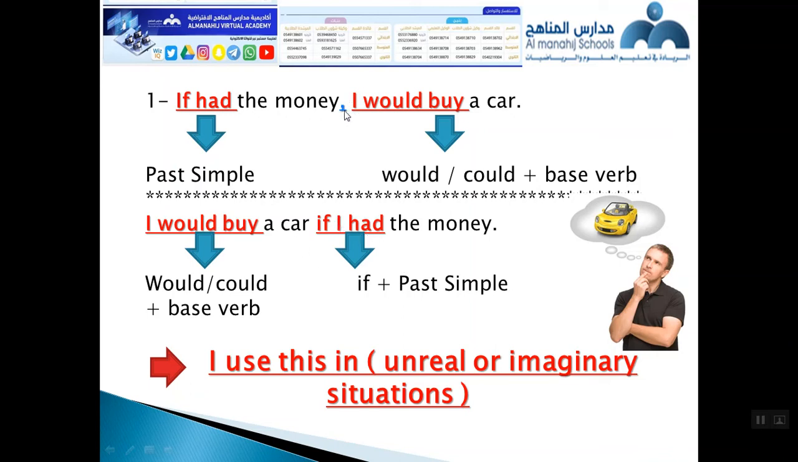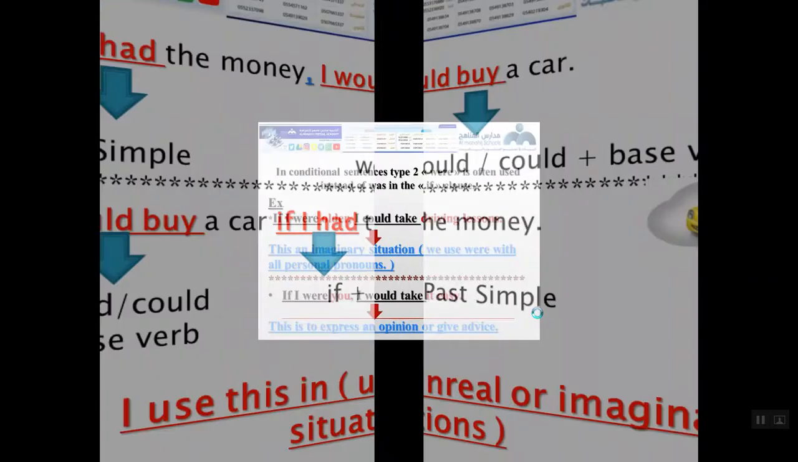Here I use the if clause. Look here. Here I used a comma. Don't forget that if we start with if clause, I use a comma. But if I used if in the middle and I started with the main clause, I don't use a comma here. Here I use this for unreal or imaginary situation. Okay?